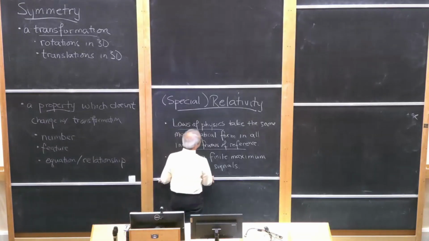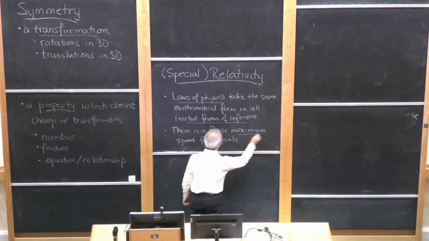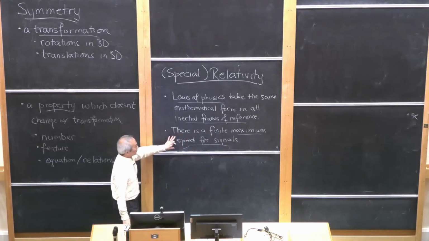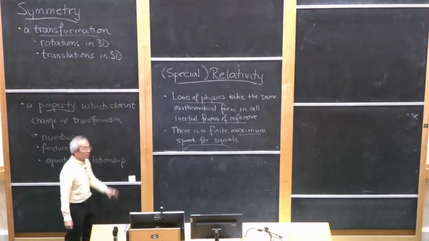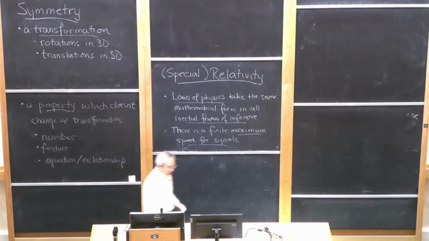So we have both elements of symmetry involved here. The second one is also like that, right? Because in the finite, the property then is the maximum speed of the signal, and this ends up being also, again, the same in all inertial frames of reference. So both of these statements are actually statements of symmetry.